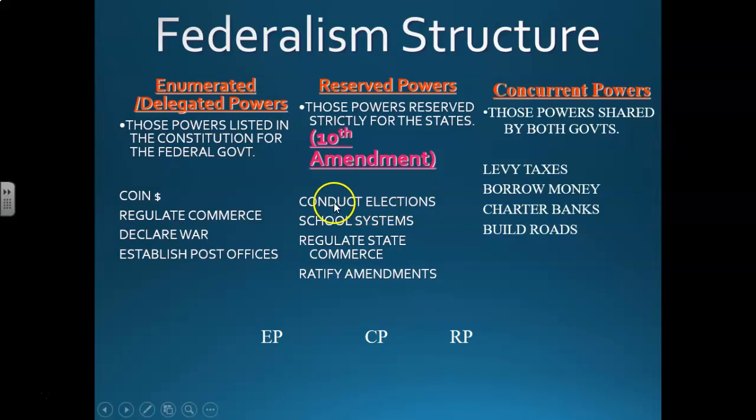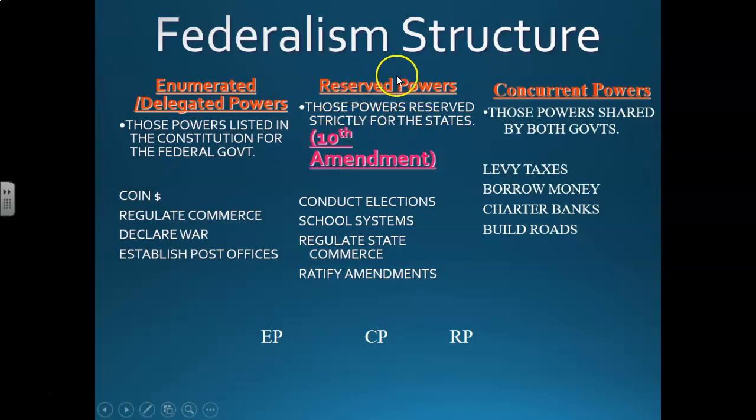And so every state can do things a little bit differently. So some states do mail-in ballots, whereas Missouri does not. Some states do all electronic voting machines. Some do all paper. All of those things can be determined by the states. Also, school systems are done by the states. Ratification of amendments are done by states. So these are all powers that are state powers because of the 10th Amendment.